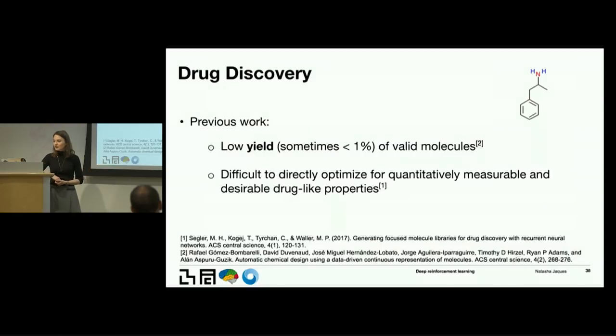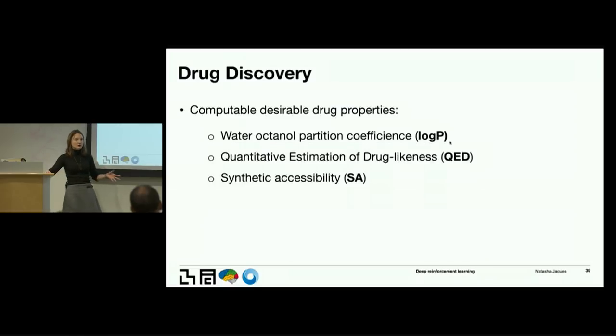It turns out that we can actually measure certain desirable drug-like properties quantitatively. For example, we can look at the water-octanol partition coefficient, or the log P score of a molecule, which basically says how likely it is to affect the human body. We can compute a quantitative estimation of drug-likeness, which is a score of how much it looks like a drug. By the way, I'm not a biomed person, so if I mess any of this up, I apologize. We can also compute the synthetic accessibility score, which should indicate how easy it is to manufacture.